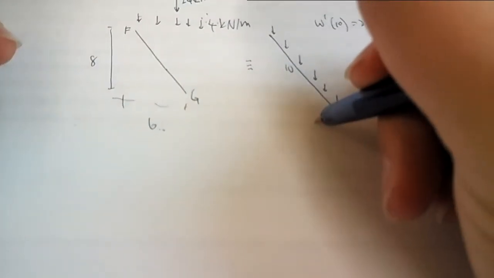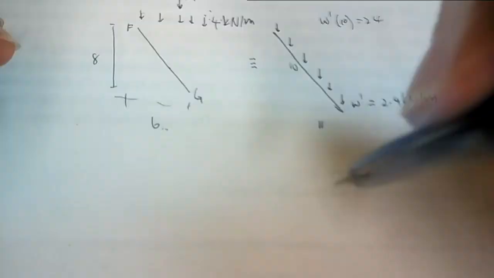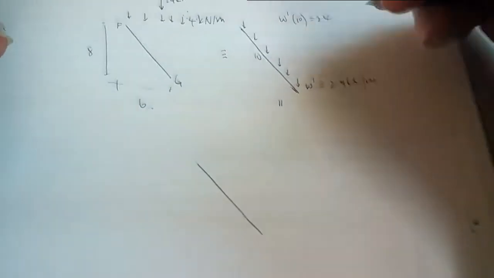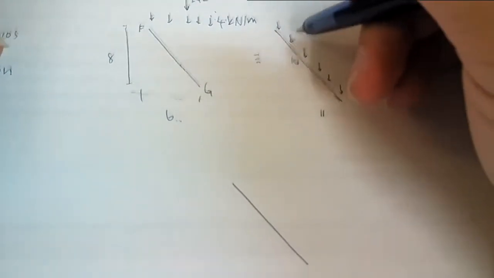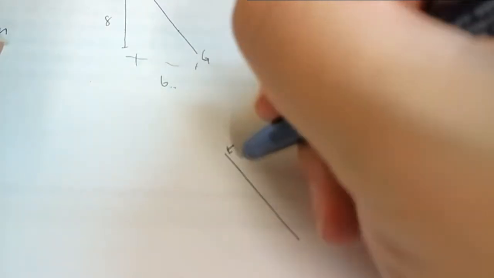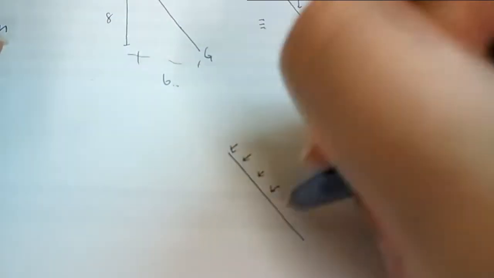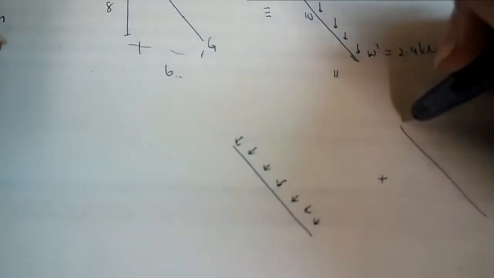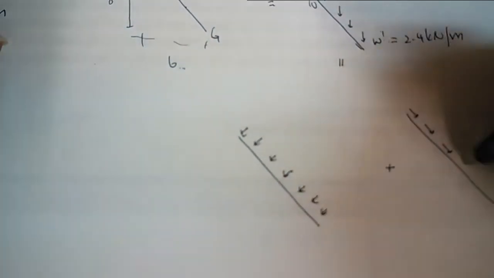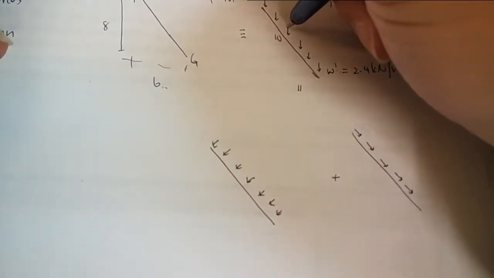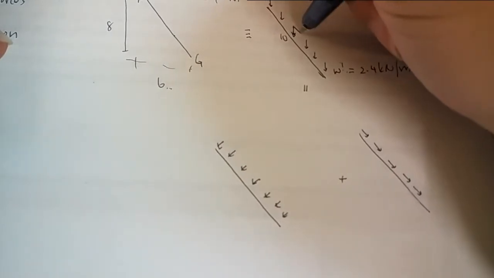But this is not the end of the story. You still need to do something further. The decomposition is like this. First, you need to decompose the loading into two components. One component is transverse to the beam, and the other one is acting along the beam. How can we do this?